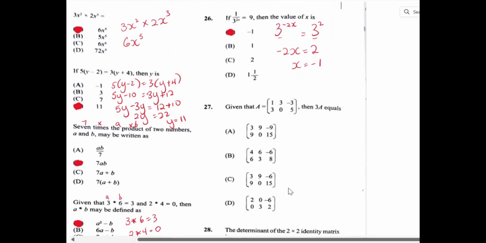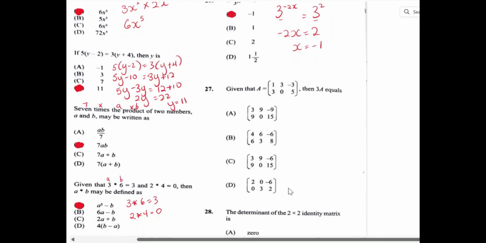Matrices time, we're finished with algebra. 27. If A is 1, 3, negative 3, 3, 0, 5, then 3A is 3 times every number in that matrix. So you are looking for 3, 9, and negative 9 at the top, which the only answer that has that is A. So in this case, you didn't even have to multiply everything, because once you multiply the top row, you'd realize that A is the only answer that has that top row. If you're feeling doubtful, multiply 3 by the bottom row and you would get the 9, 0, and the 15.